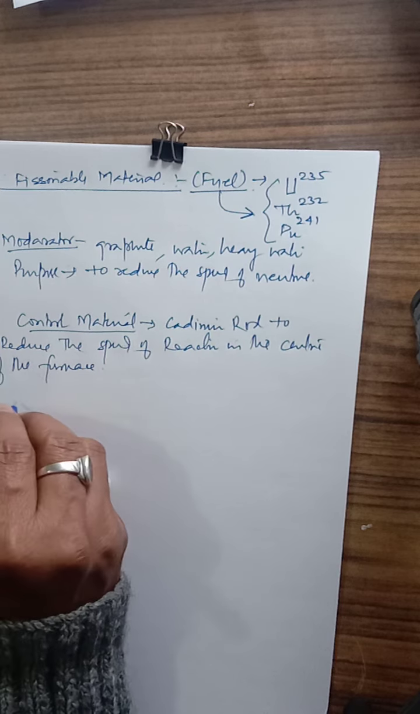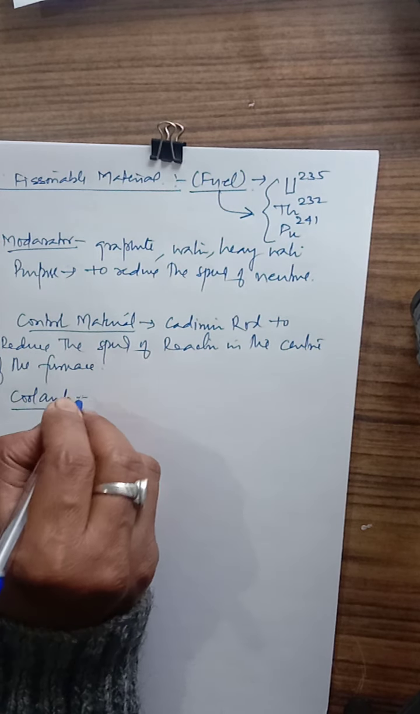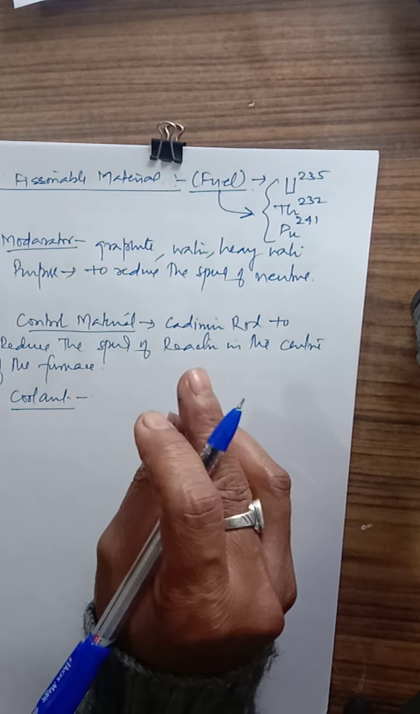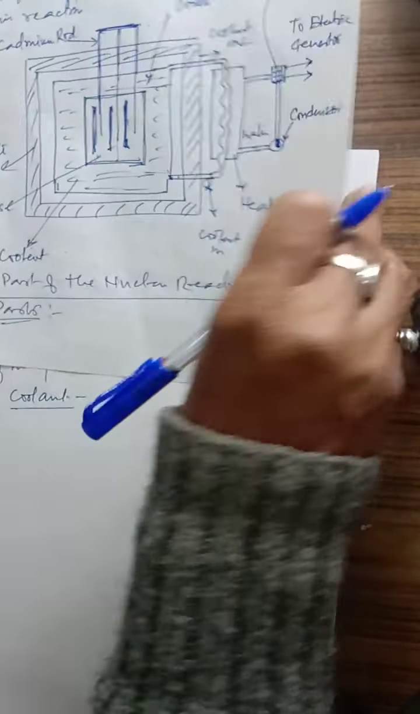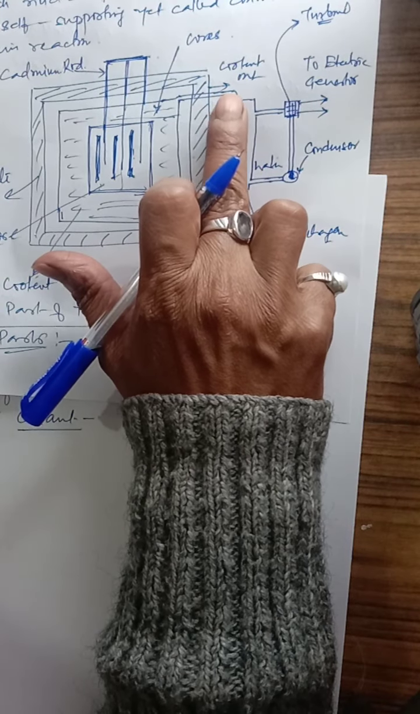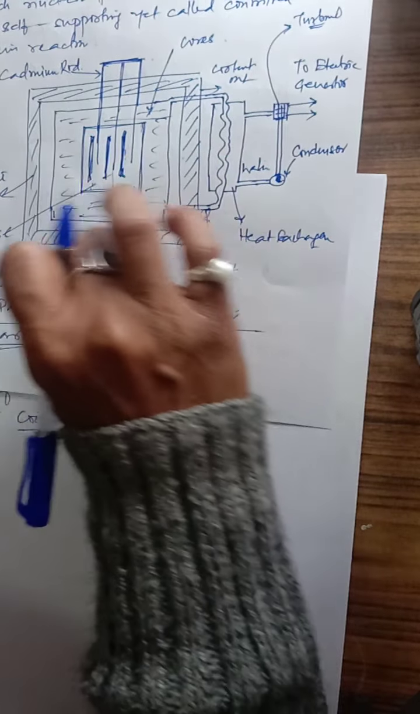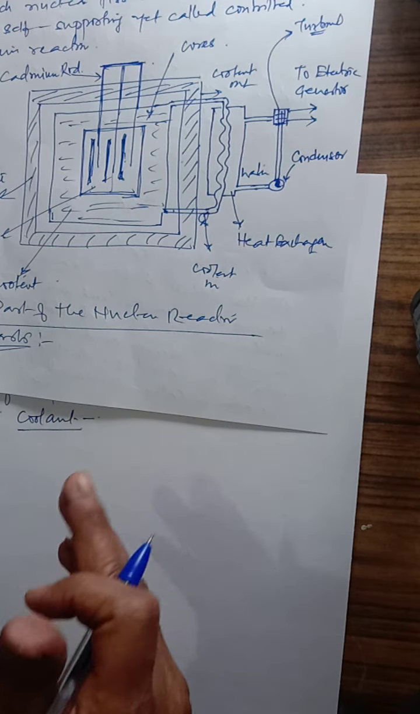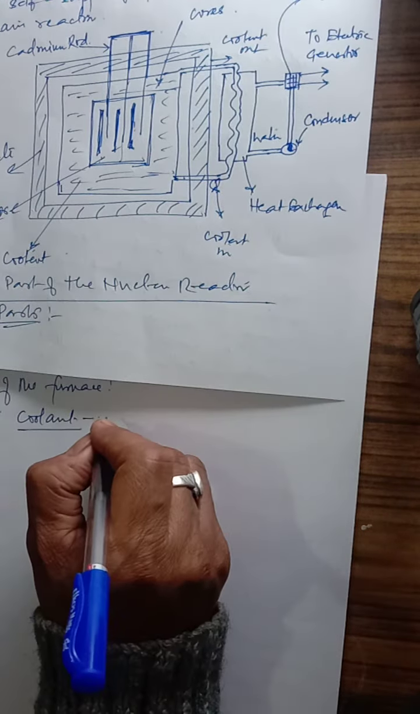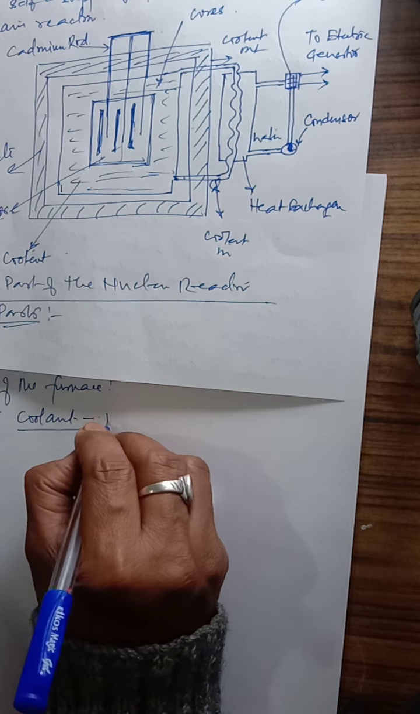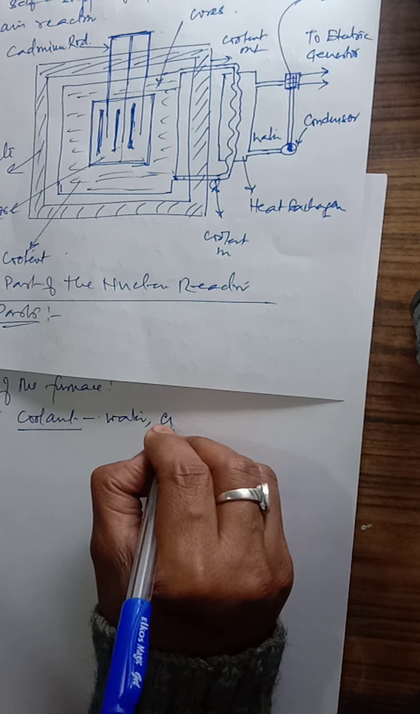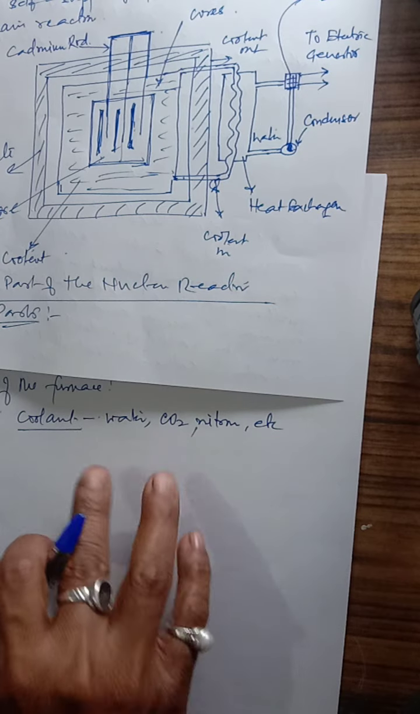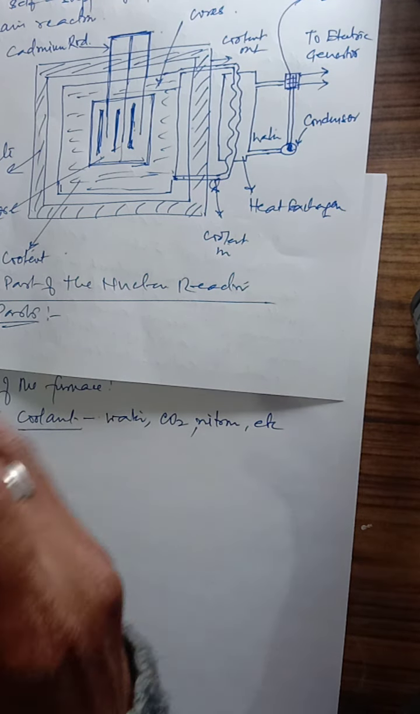The fourth is the coolant. It is a very important thing. It is used to cool the material, and the purpose is that the excess heat which is generated due to the fission in this chamber can be moved out. The commonly used coolants in this kind of reactors are water, carbon dioxide, nitrogen, etc., so that the excess heat can be removed.